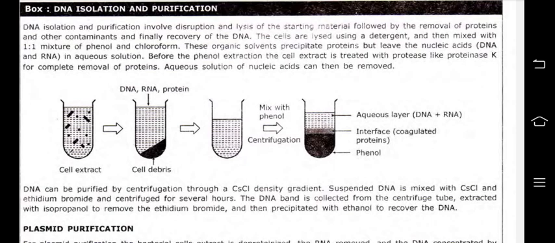The cells are lysed using a detergent and mixed with a 1:1 mixture of phenol and chloroform. These organic solvents precipitate proteins but leave the nucleic acids, DNA and RNA, in aqueous solution. Before the phenol extraction, the cell extract is treated with a protease like proteinase K for complete removal of proteins. The aqueous solution of nucleic acids can then be removed. Cell extract contains DNA, RNA, protein, and cell debris; mix with phenol, centrifuge; aqueous layer has DNA and RNA, the interface has coagulated proteins.